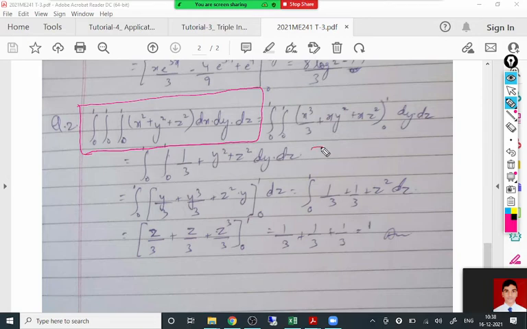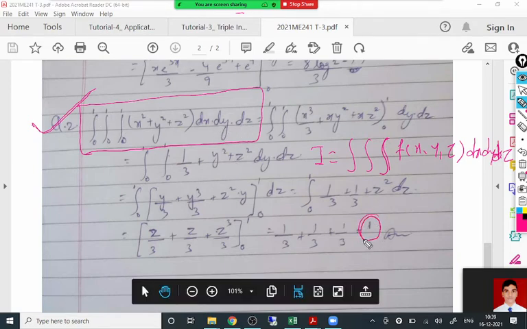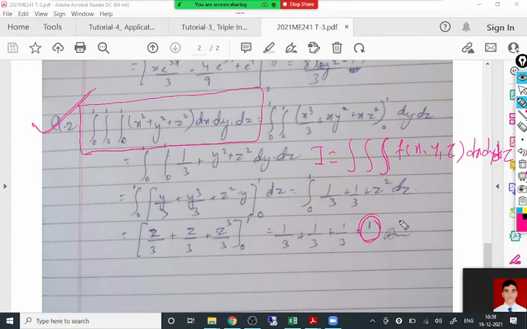Actually, this example is integral I, which is a triple integral with limits 0 to 1, and we are given the function xyz, and then dx dy dz. Now you can observe what we did in tutorial 3. The question was to evaluate this triple integral over a cube, and we got the answer 1. But this 1 is just a number for us right now. That is the end of the question.